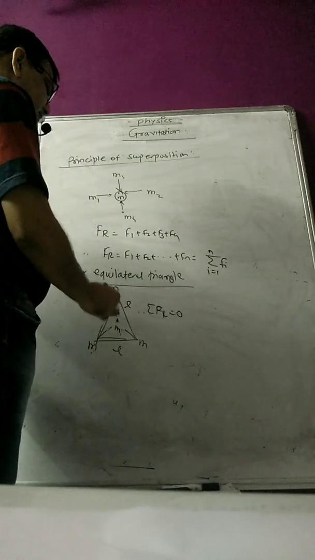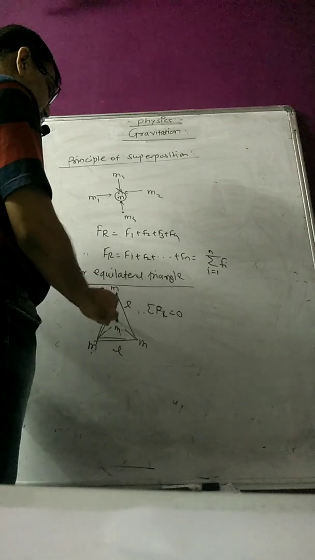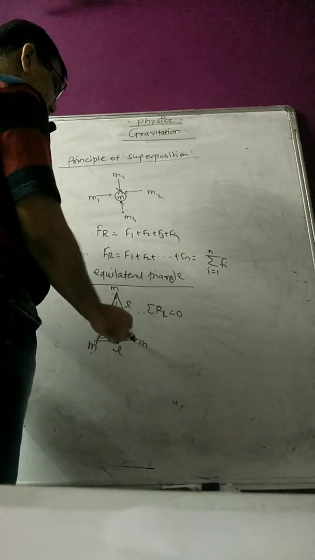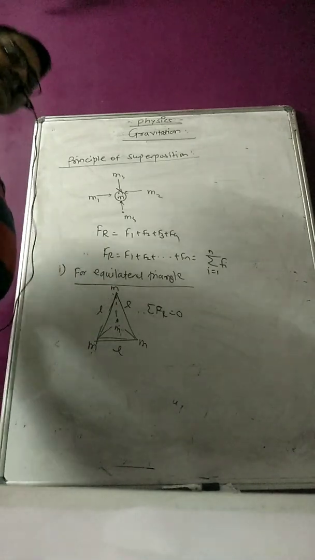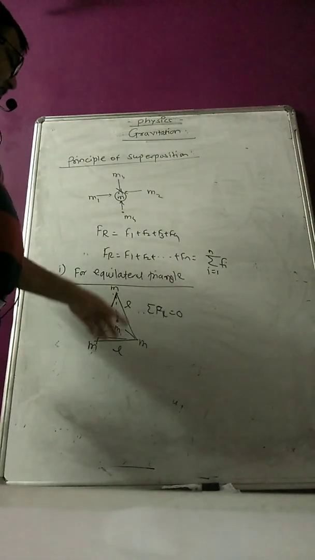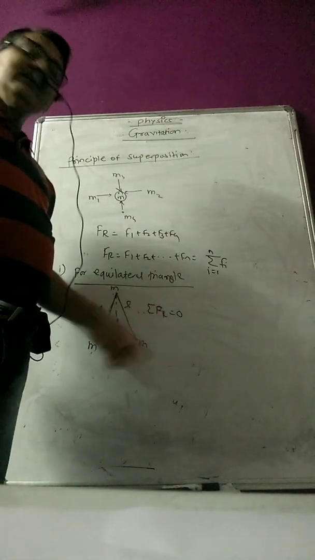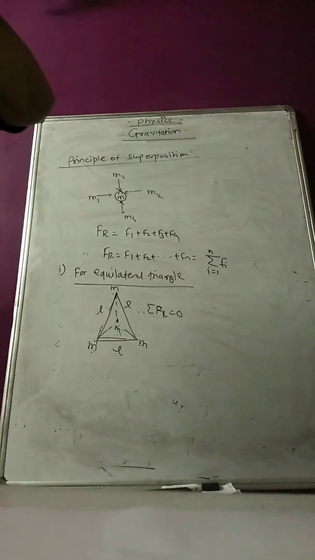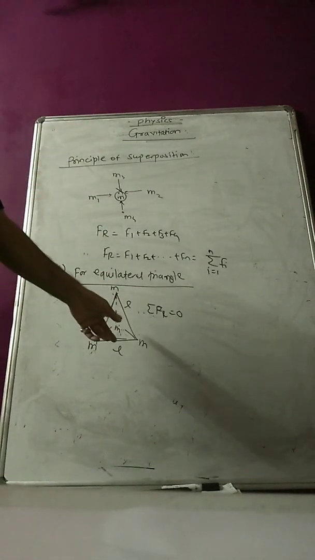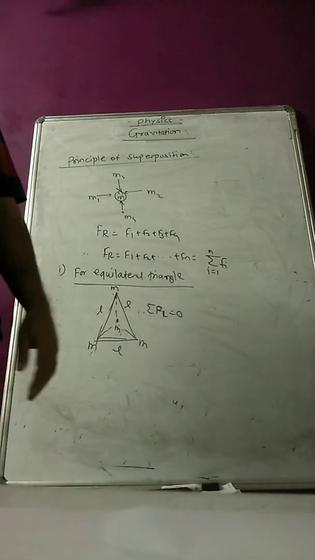Because this force is attracted equally to this force, and this force is attracted with this, it means that the summation of all these forces, the resultant force acting on the net gravitational force acting on that body, will always be 0 if this is an equilateral triangle.